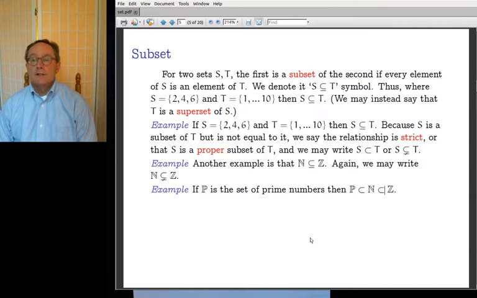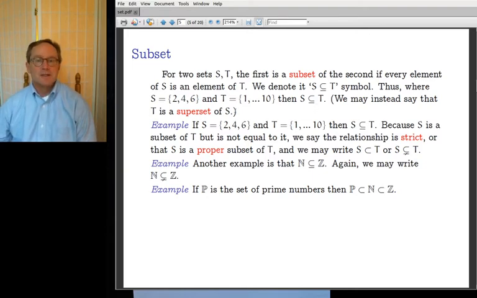If S and T are sets, then the first one is called a subset of the second if every element of S is an element of T. You write it this way with this symbol here. You would read that out loud as S is a subset of, or maybe equal to, T. So if, for example, S is 2, 4, 6 and T is 1 up to 10, then S is a subset of T. You sometimes say T is a superset of S, not as often.